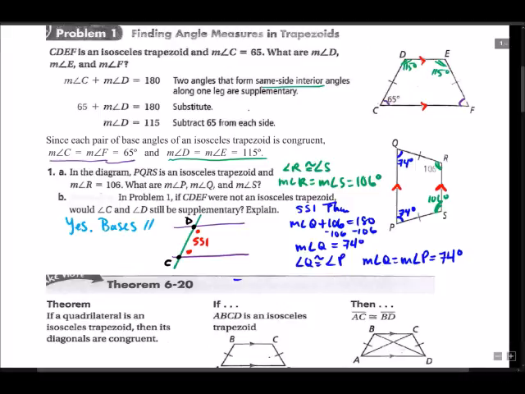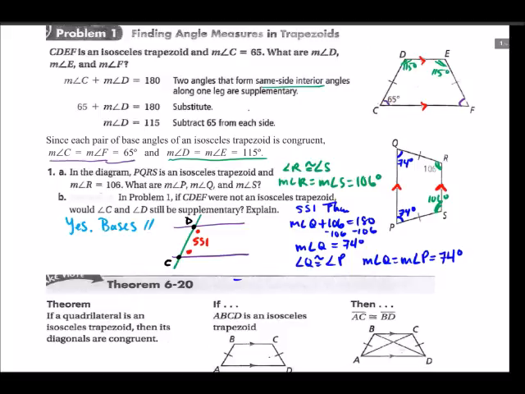And then we know that using the same side interior angle theorem, that angle R and angle Q are supplementary. So I solve and I get the measure of angle Q is 74 degrees. And again, base angles are congruent. So angle Q is congruent to angle P, so their measures are equal. So the measure of angle P is also 74 degrees. So that's an easy problem.